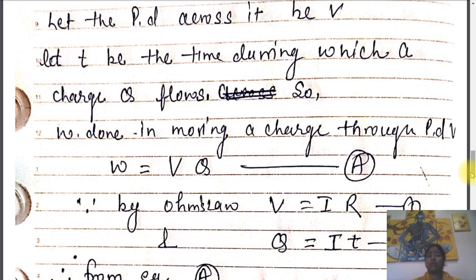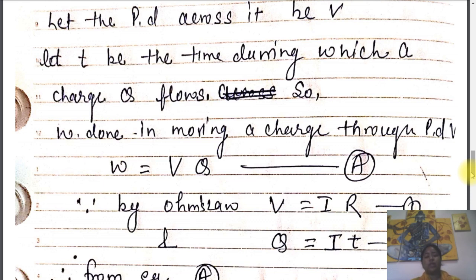After calculating the work done, we have the value of the potential and the charge. As we know, V is the potential, and I is the amount of current flowing through the circuit and any conductor, and the conductor has resistance R.